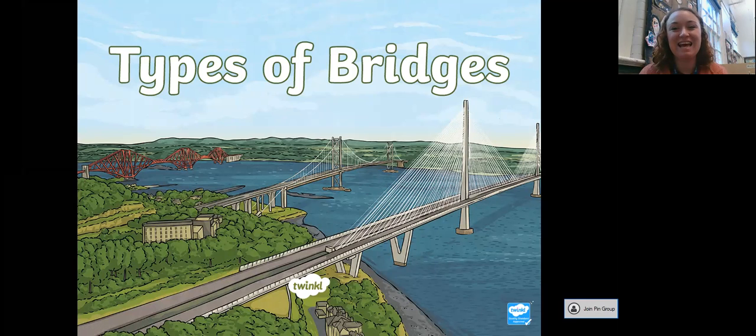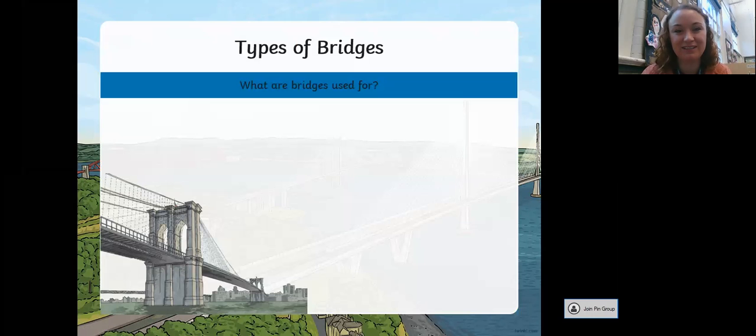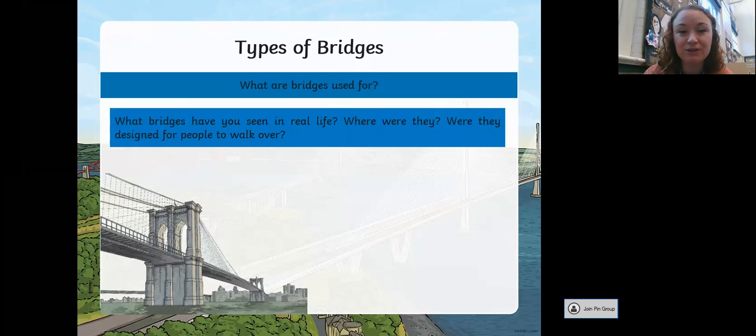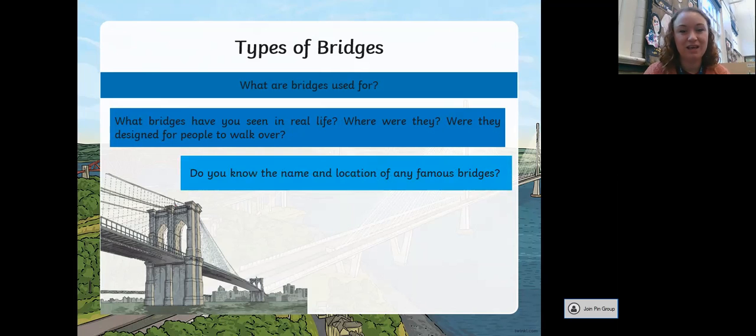So, today's text is all about different types of bridges. Let's dive in and see what we can learn. So, we are going to find out what bridges are used for. And we're going to think about what bridges you've seen in real life. Where were they? And were they designed for people to walk over, or were they designed for something else? And do you know the name and location of any famous bridges? I'm quite excited because one of the bridges that I'm going to show you a picture of in a minute is one that I've actually walked over myself.